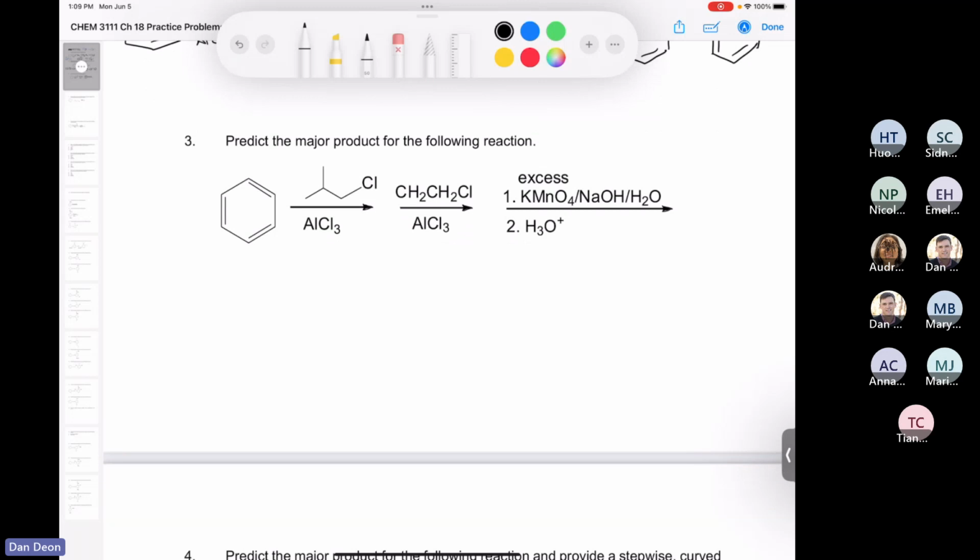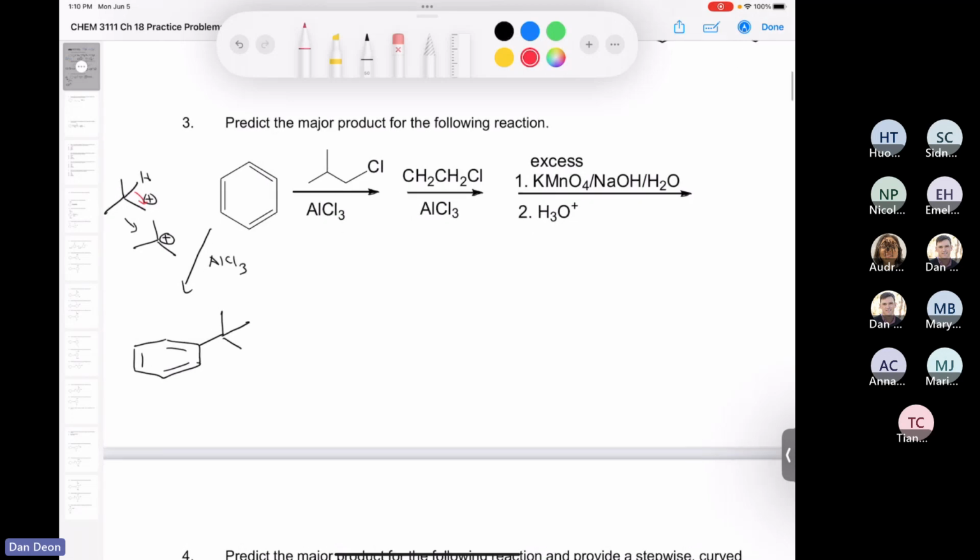Predict the major product for the following reaction. So in the first reaction, you would end up with this primary carbocation technically, which would undergo a rearrangement, wouldn't it, to give you a tertiary carbocation. So this is going to be your electrophile. So once you have your aluminum chloride, you're going to end up making tert-butylbenzene, which would be this. So now we have our tert-butyl group.